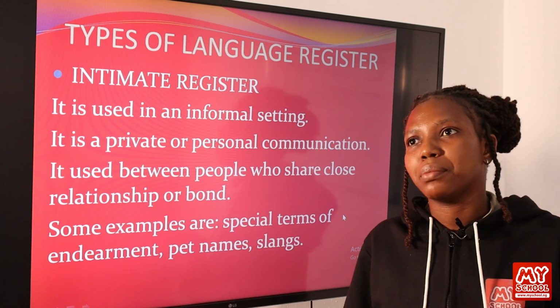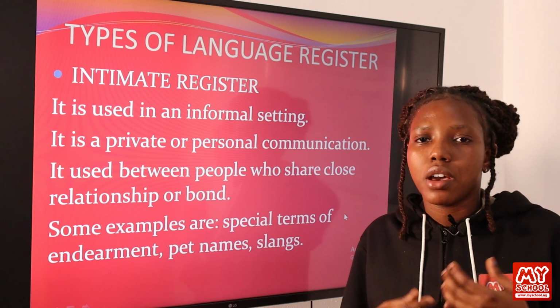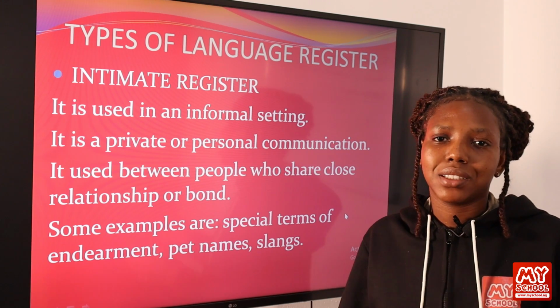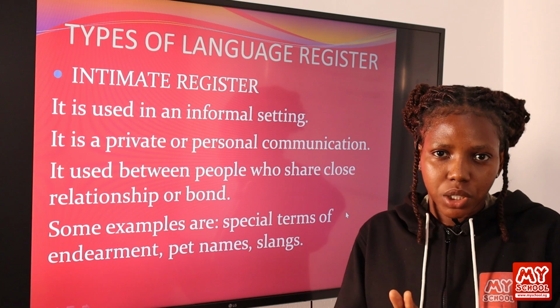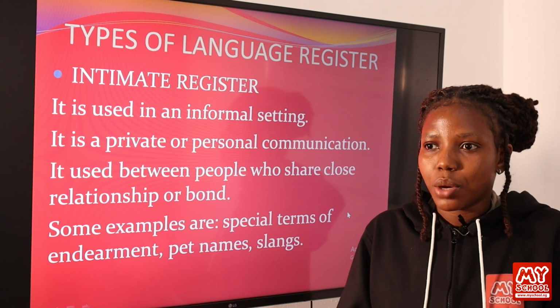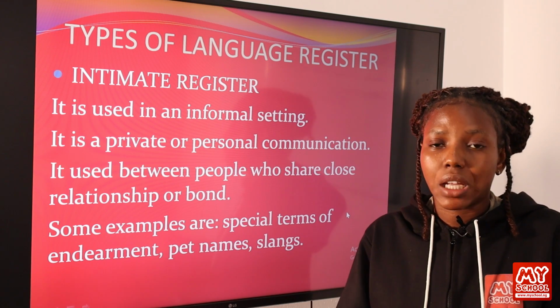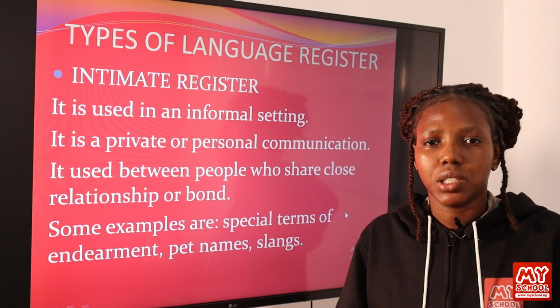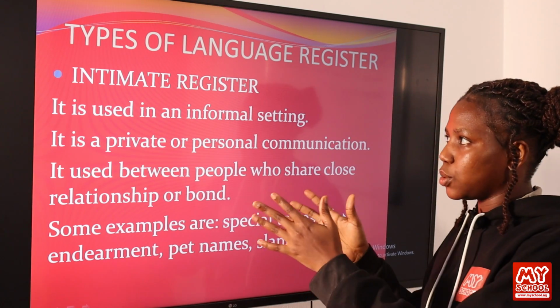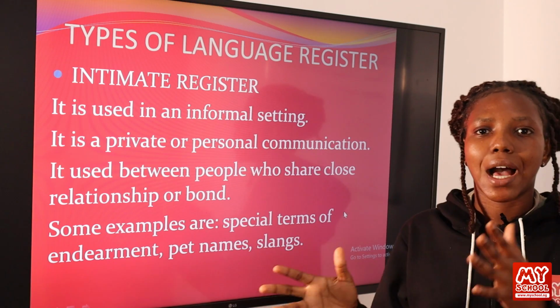And you see words like my sweetheart, my love, dear, and all of that. Very, very intimate words you share with lovers. You share with very close family members, like very intimate family members and all of that. So this is what intimate register is all about.